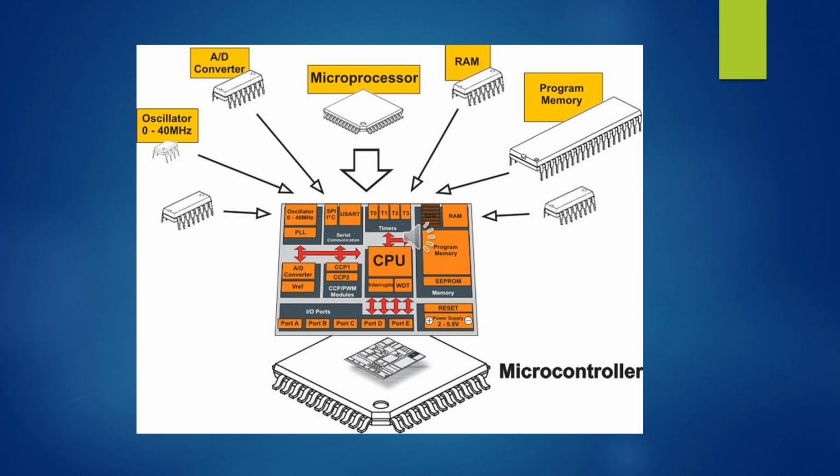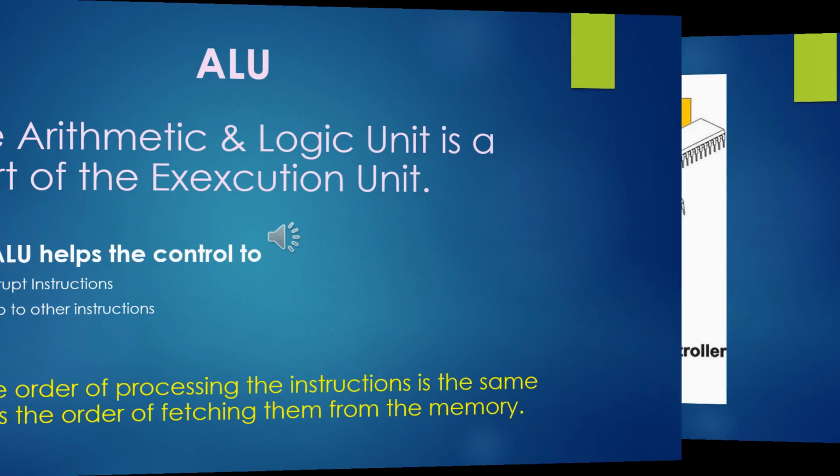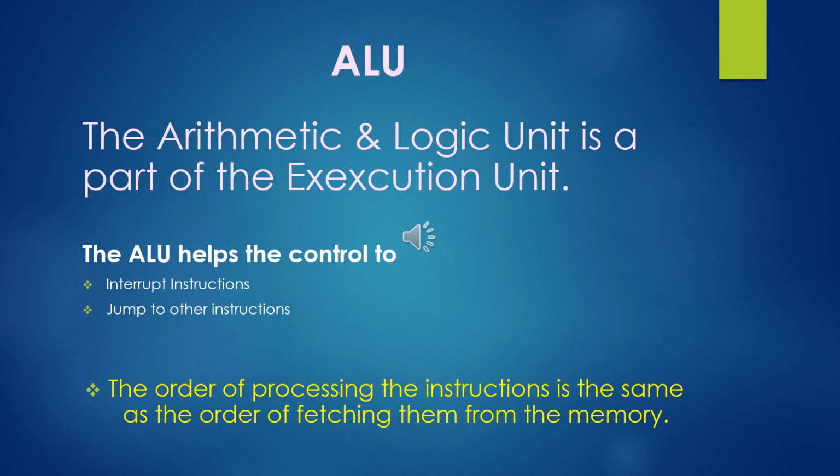Let us have a quick look at the positioning of the microprocessor and the microcontroller in the CPU. Next is the ALU, which is the arithmetic and logic unit, which is a part of the execution unit. It executes instructions by interruption or jumping to other instructions. Here it is important to know that the instructions are processed in the same order in which they are fetched from the memory.